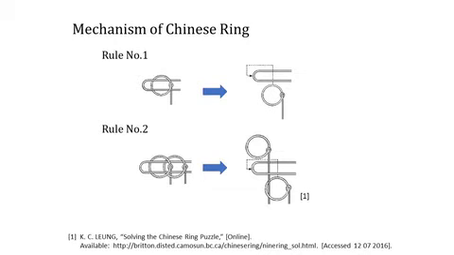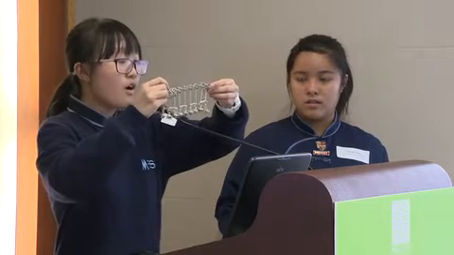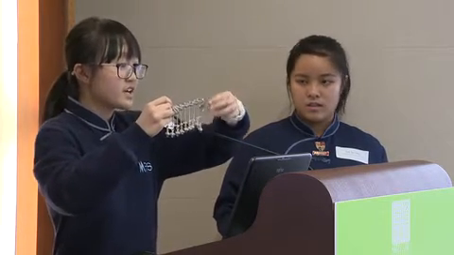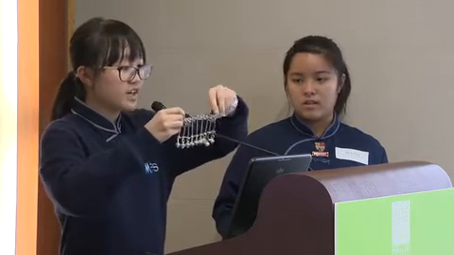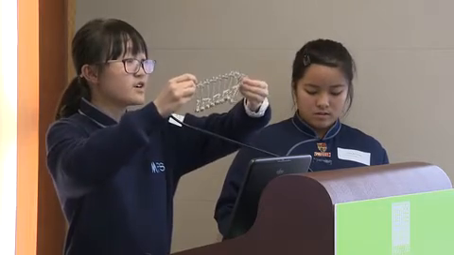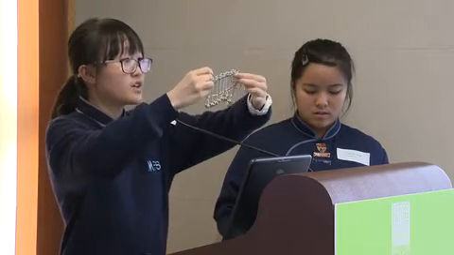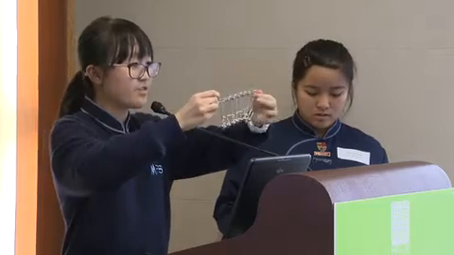And now I'm going to talk about the mechanism of the Chinese ring. It has two rules. The first rule is that the first ring can be taken off or put on at any time. The second rule is, for example, if we need to take off the 4th ring, the 3rd ring must be on, and the 1st ring and the 2nd ring must be off, so that we can take off or put on the 4th ring.